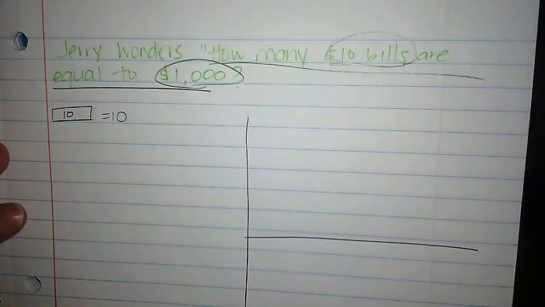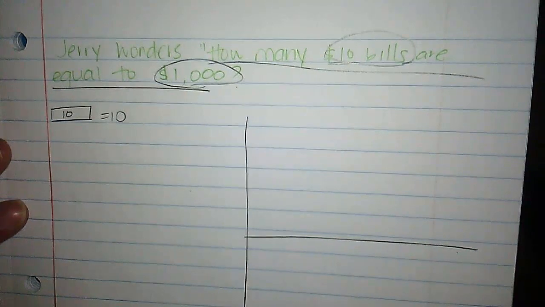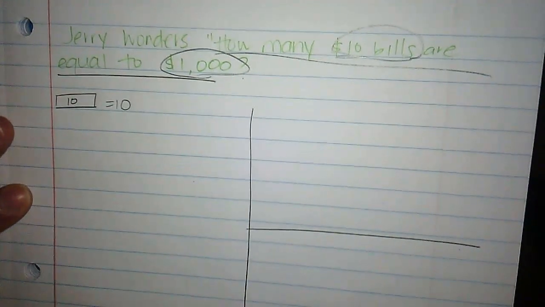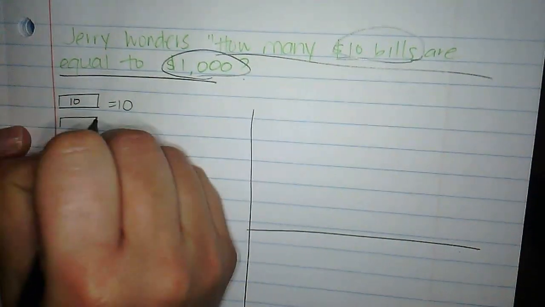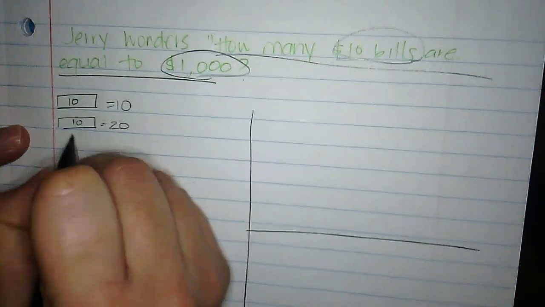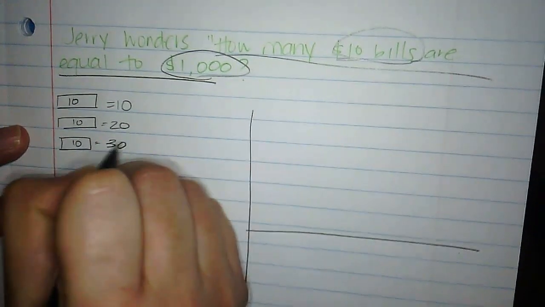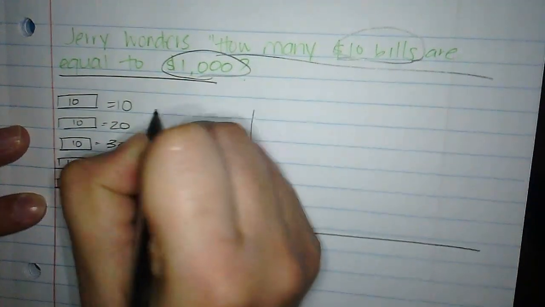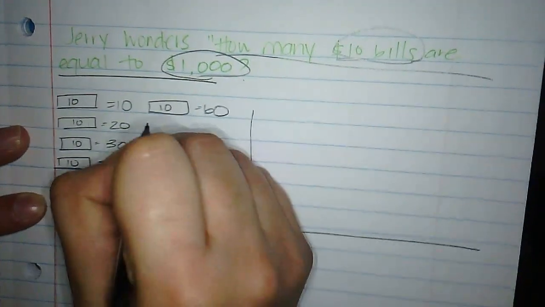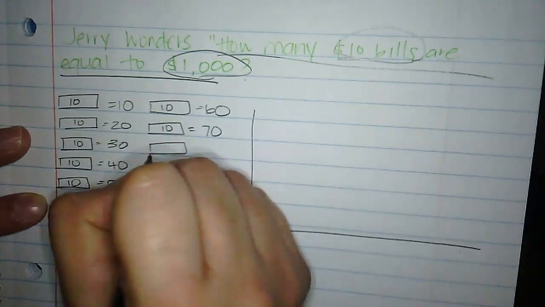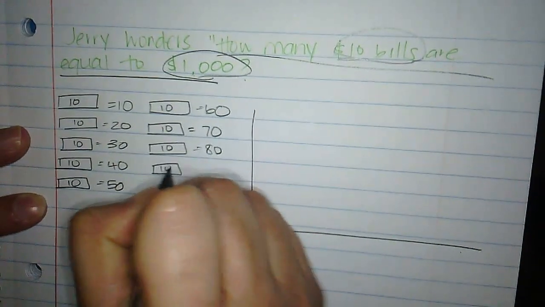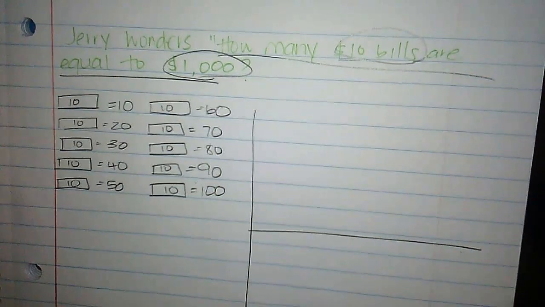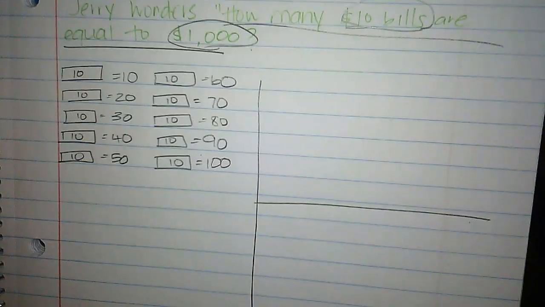Okay, so what can I draw? I can draw the $10 bills, but it's going to take a long time. So I can use this learning to count, because you know 10 and another 10 equals 20, and another 10 equals 30, and another 10 equals 40, another 10 equals 50, another 10 equals 60, another 10 equals 70, another 10 equals 80, another 10 equals 90, another 10 equals 100. Okay, I stop at 100, boys and girls.